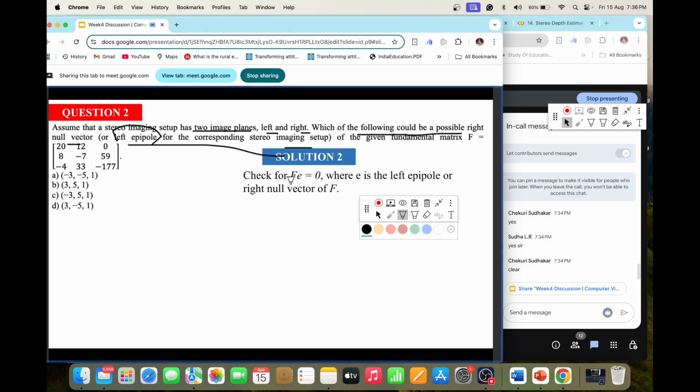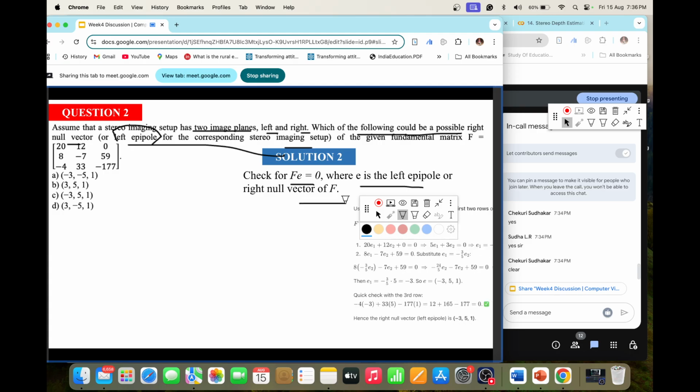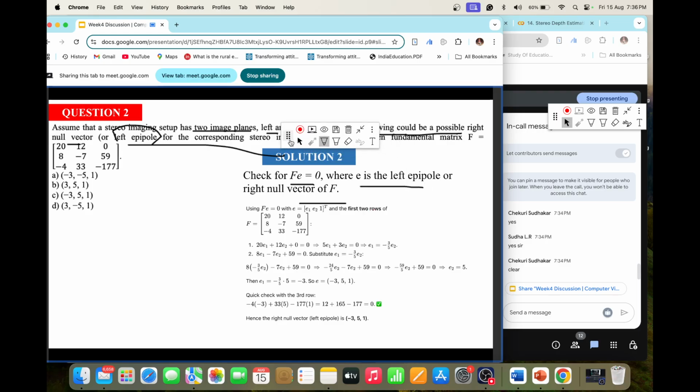Yeah, so FE equals 0. To compute E, the left epipole, we find the right null vector of F. We can easily calculate this. Let's take E as EL1, EL2, because E is the left epipole.